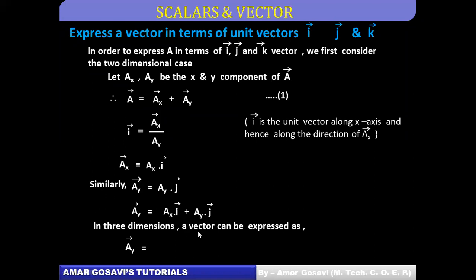If the same thing has to be represented in three dimensions, then there will be one more term coming into picture, and that will be az. Now az has to be represented in terms of k cap, where k cap is the unit vector along z axis, which we all know as per our previous sessions.